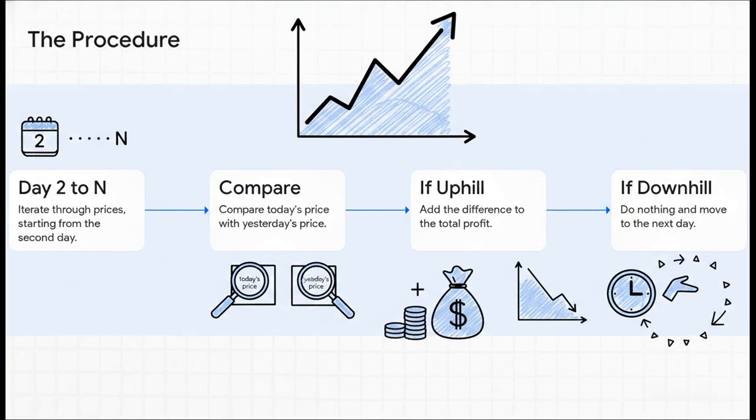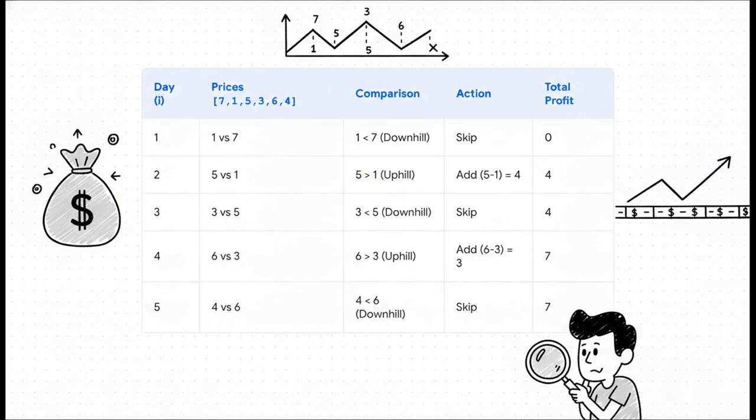So here's how it works, broken down. It's basically a super simple loop. We're going to start on the second day, look back at the day before, and just ask one question. Did the price go up? If the answer is yes, we add that little bit of profit to our total. If it's no, we do absolutely nothing. We just move on to the next day. Simple as that. Okay, check this out. Let's walk through this table together.